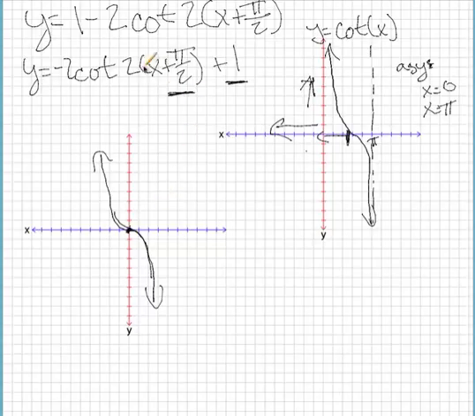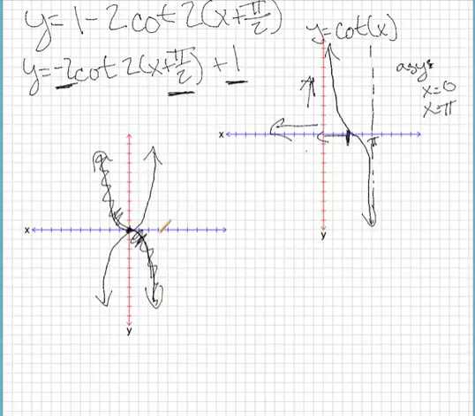And then we're going to look at this -2. The negative means that you're actually going to flip it. So we're really not going to have it looking like this. It's really going to come and look like a tangent one. So this is not it anymore.